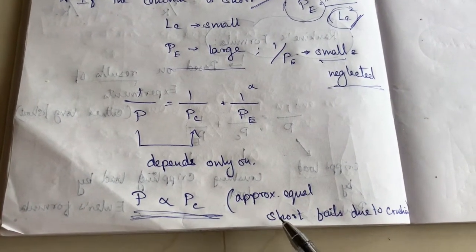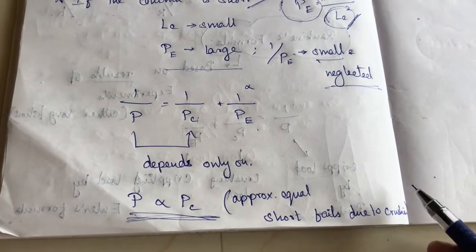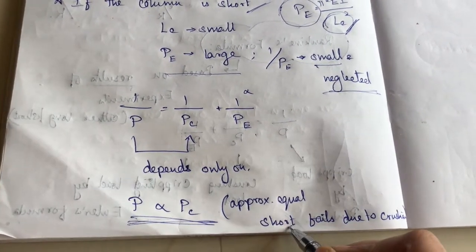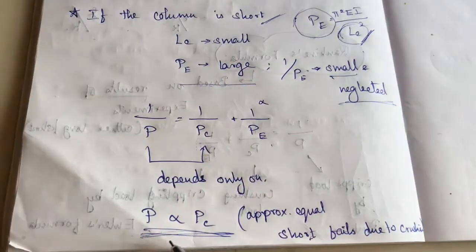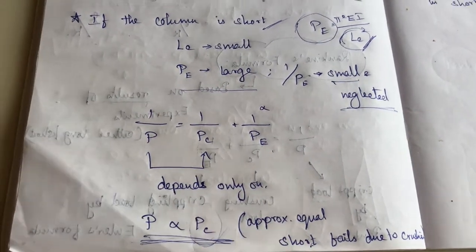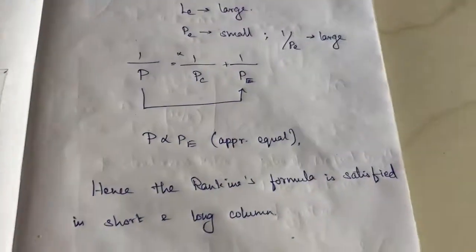As you know, a column fails only by crushing when it is short, right? So here it is satisfied. If it is a short column, it depends only on the crushing load.